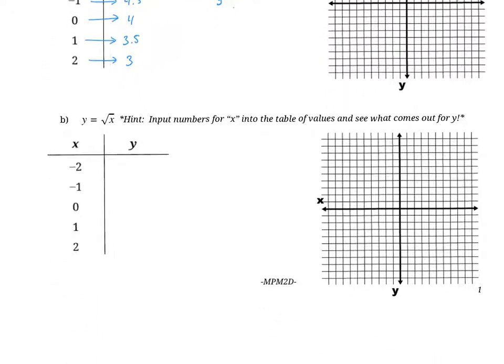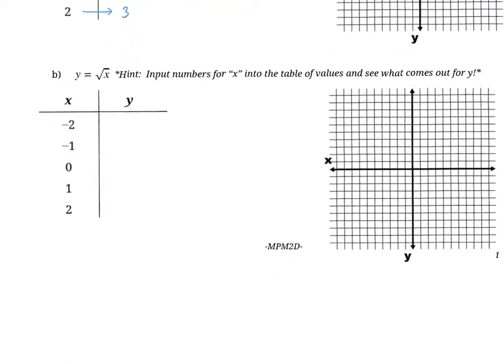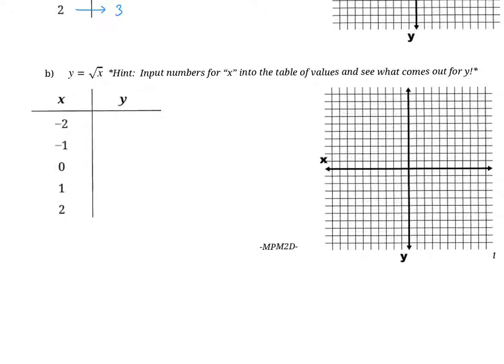This is a little bit of a different example. Our equation is y equals the square root of x. Now let's try to fill out this table of values. If x is equal to -2, the square root of -2 is what? We can't really do that. We can't find the square root of a negative number. So our graph doesn't even exist when x is equal to -2.